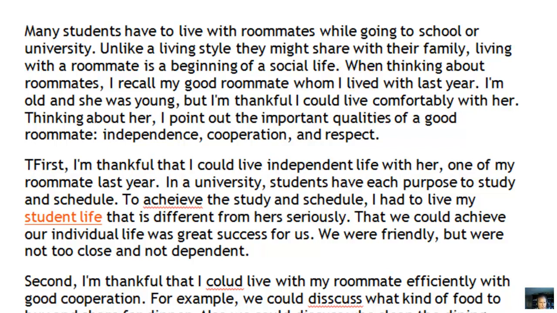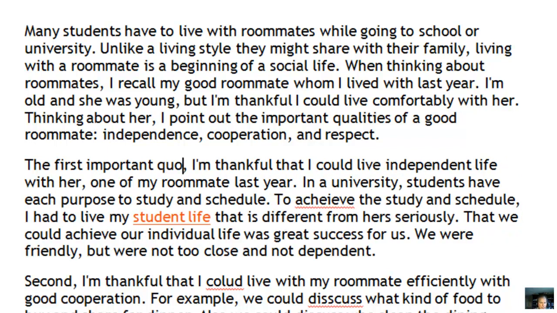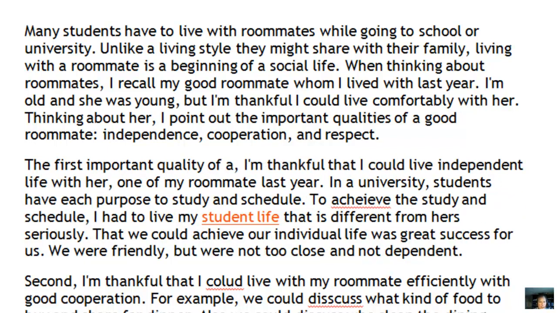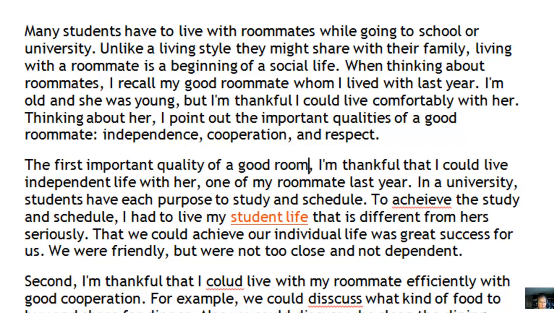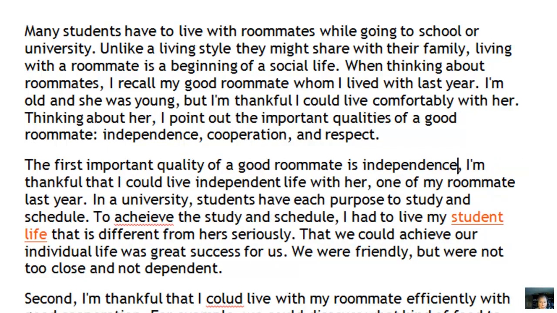I'm going to do something like this. The first, you need a topic sentence here. So the first important quality of a good roommate is independence. That you need a topic sentence. The topic sentence goes back to your thesis. So remember, you're making an argument here. You said I'm thankful I could live an independent life with her, but that's more making a statement. You want to have a topic sentence that makes more of an assertion or claim, and then you can defend the claim.